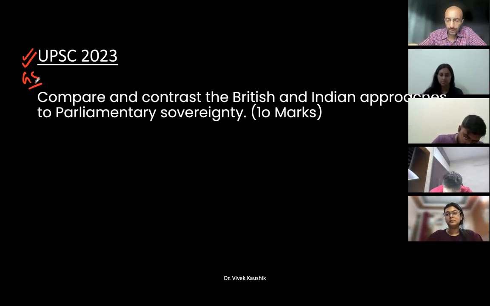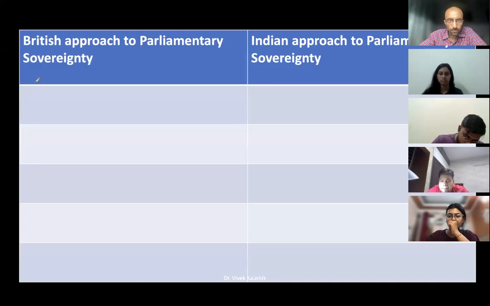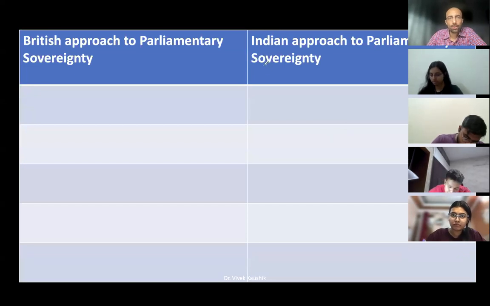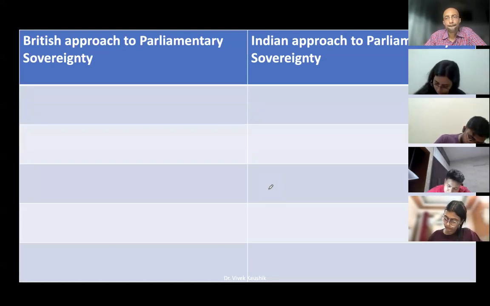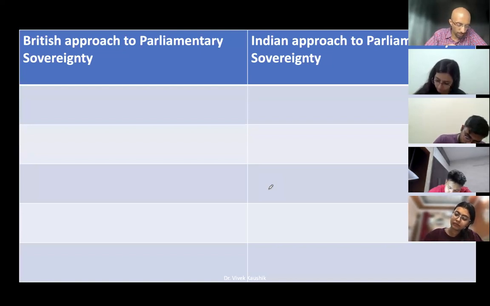So let's do one thing. Let us make a comparison. Please draw 2 columns. On the left hand side, British approach to parliamentary sovereignty. On the right hand side, Indian approach to parliamentary sovereignty.